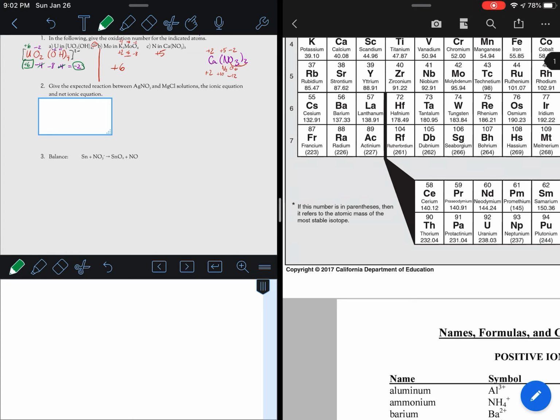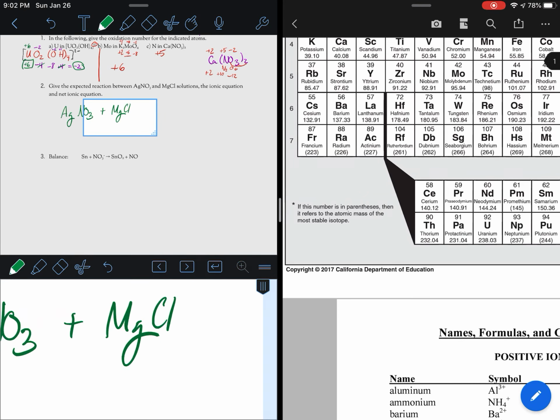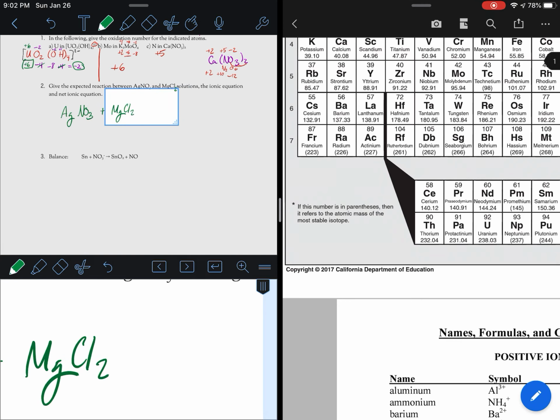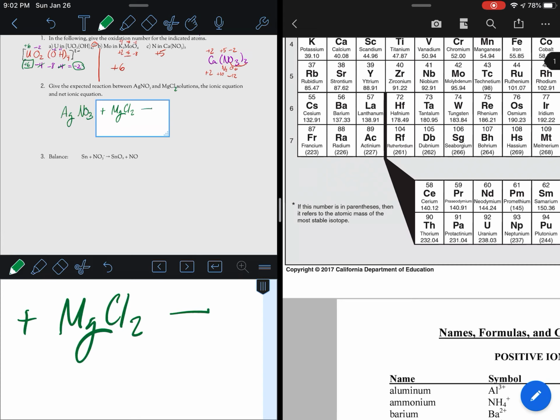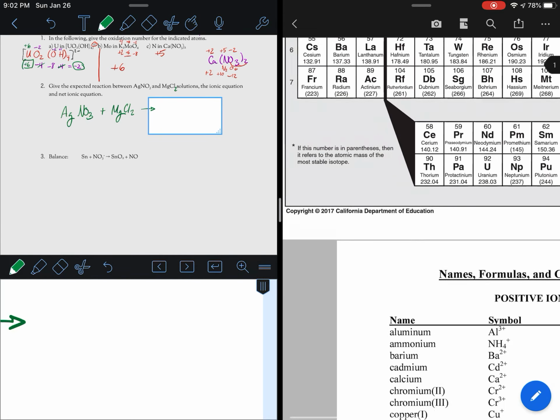Okay, so the next section says, give the expected reaction between silver nitrate and magnesium chloride solutions, the ionic equations, and net ionic equations. So here we're going to write out silver nitrate plus magnesium chloride. And boy, look how sloppy I was. I didn't even include the 2 in that chloride. That's a bad habit there.